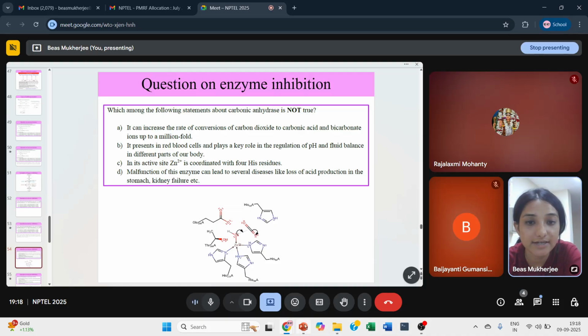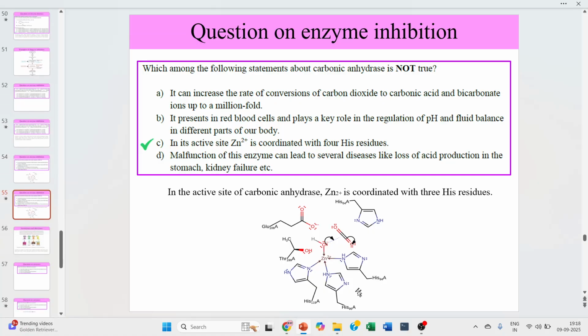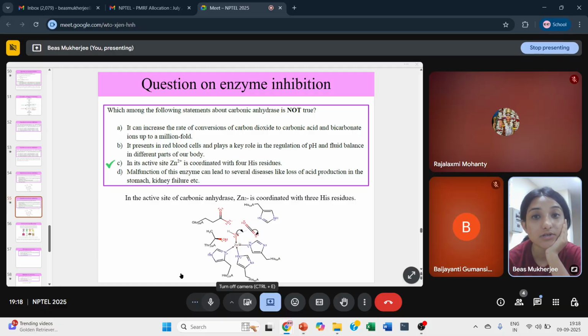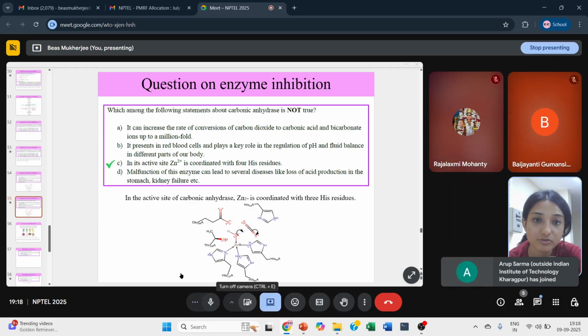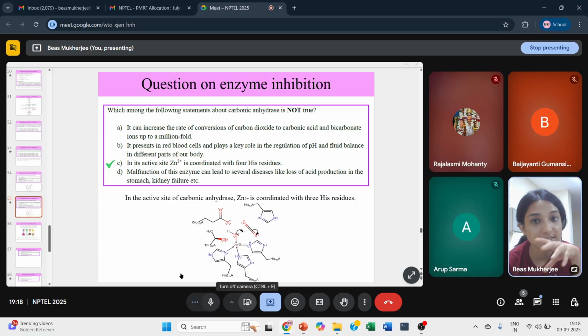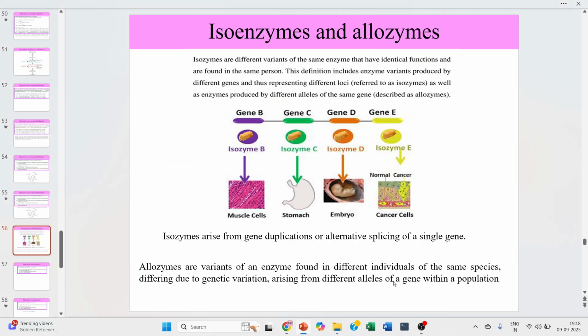Okay, so we'll look at the right answer. Since the answer is there on the slide, you can see that this zinc is actually forming coordinate bonds with 3 histidine residues and 1 water molecule. Right? So that means the answer is C. And in the active site of carbonic anhydrase, zinc is coordinated by 3 histidine residues. Okay. We'll move on to the next one.